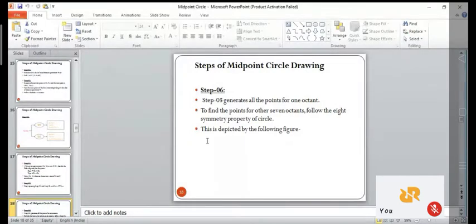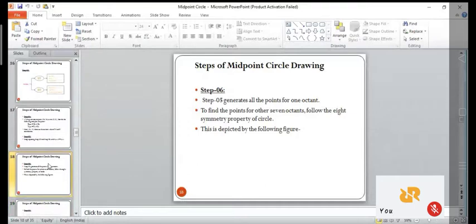Generally this particular step is required only if in the question it is asked to find out the points for the other 7 octets. Otherwise this step is also not required. In the question it is generally asked to find out points for only one octet, so this step is also not required.